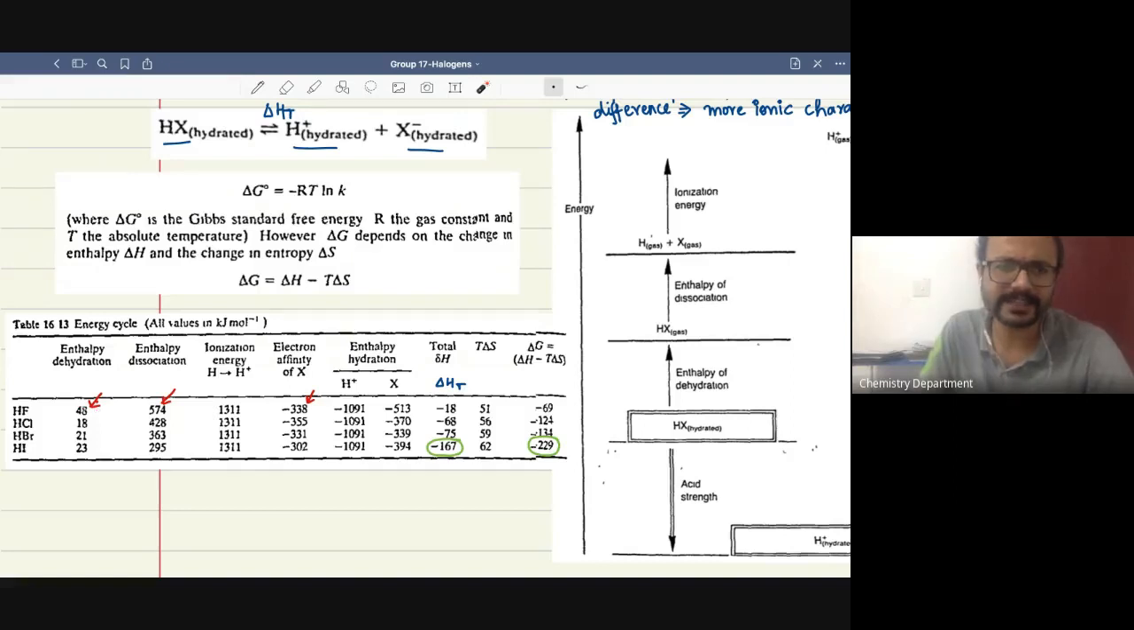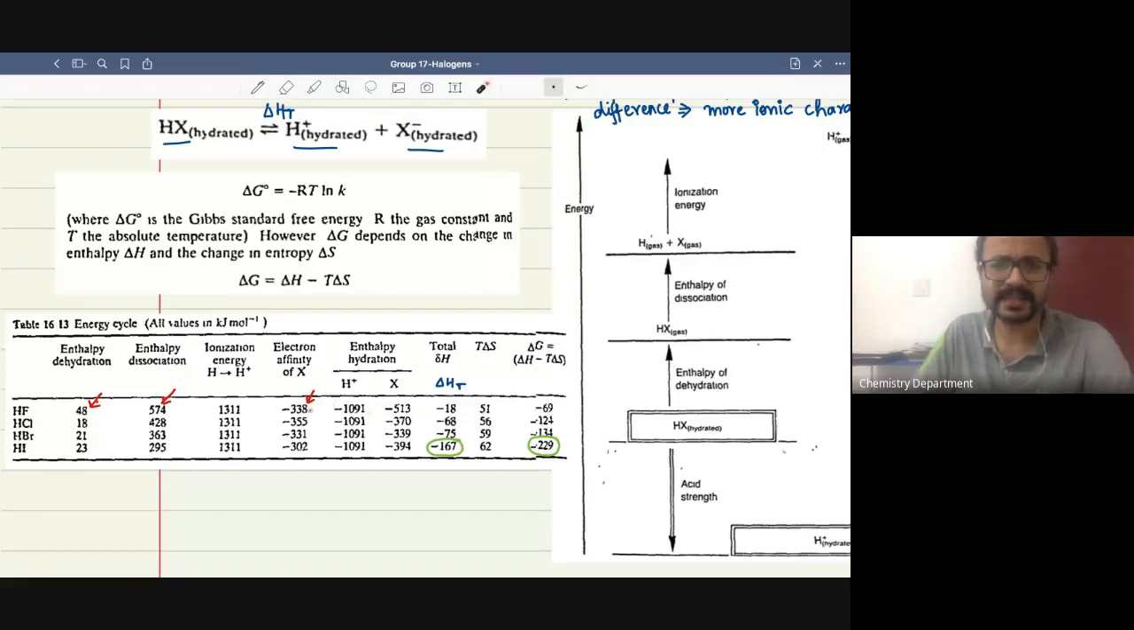Another contributing factor is the enthalpy of dehydration. If you consider enthalpy of dehydration, it is again an endothermic process. So that also has a very highly positive value in comparison to the other HX, HCl, HBr, HI. When you compare them, HF has a higher enthalpy of dehydration. So these factors, the enthalpy of dissociation and the enthalpy of dehydration, are contributing to the reduction of the negative value of the delta H total.